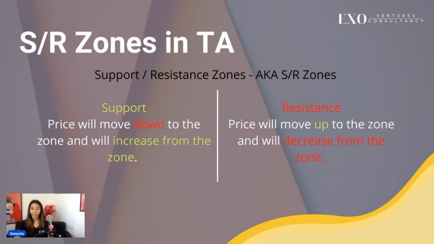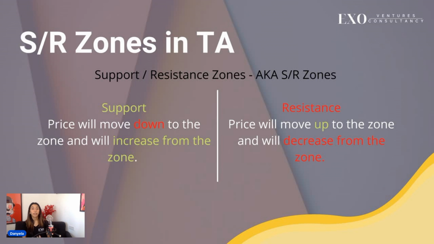So now how do we use these support and resistance zones in technical analysis? Whenever you see TA, it means technical analysis. And whenever you see these SR zones, that's support resistance zone. As we see on the left side, support is when price is moving down towards a level, and then when it reaches this level, it will increase from that zone.